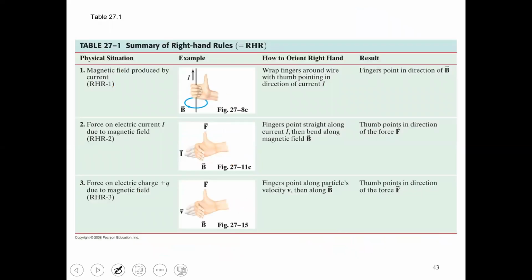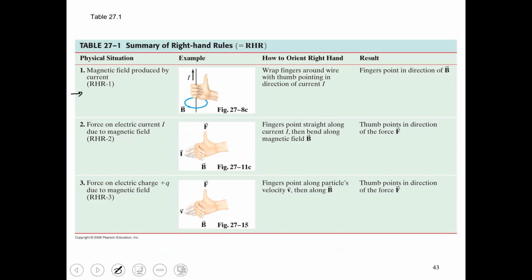Okay, so I'm just going to end this chapter with a summary of the right-hand rules. Remember, there are 3 different ones, even though they're all very similar, that we used. The first one that we used, we want to make sure we're using it in the right place. So we've got a magnetic field that's being produced by a current. So this is the field produced by the current, not an external field.